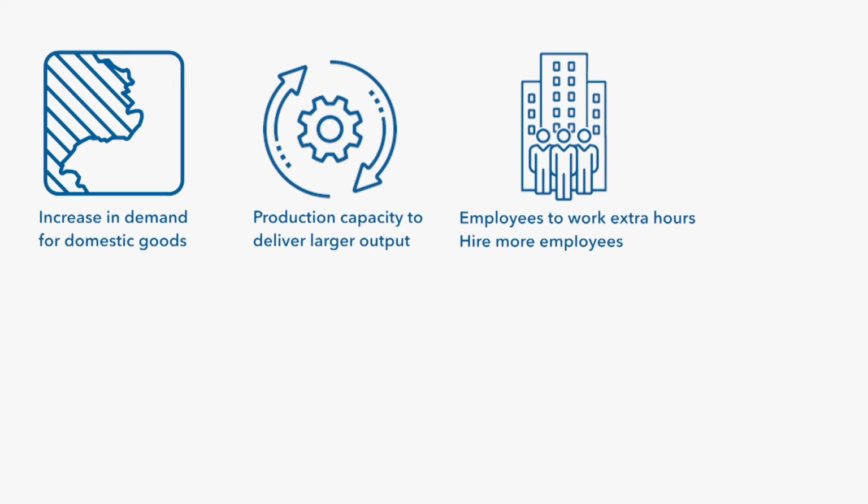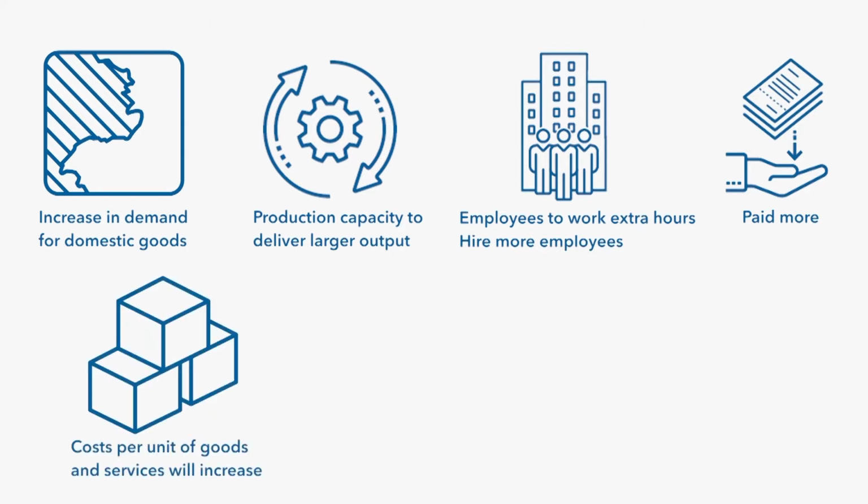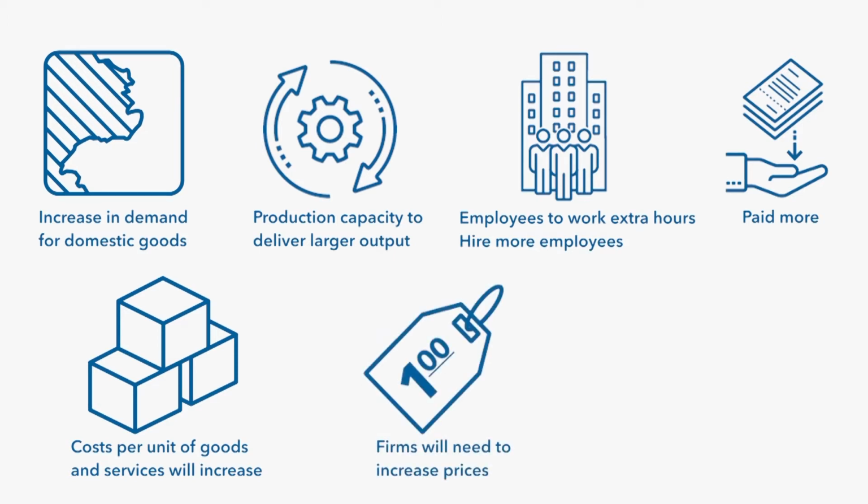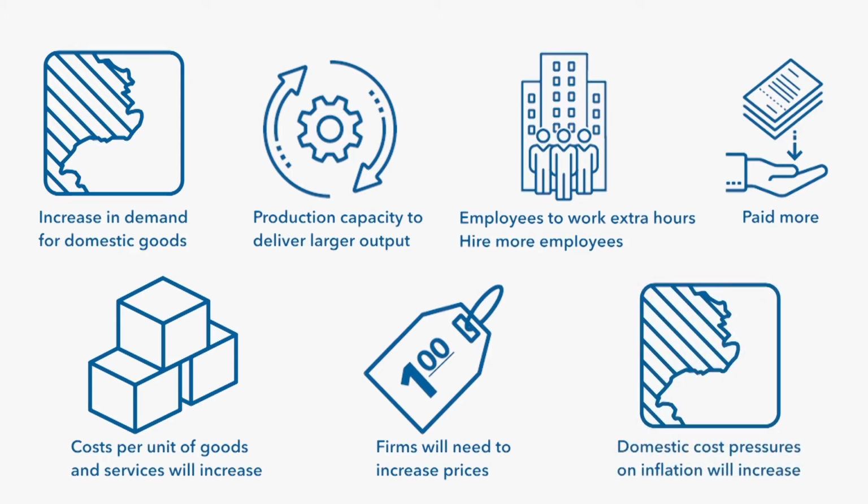In this situation, the already existing workers may need to be paid more than the usual rate per unit of production. Also, higher demand for extra labor may put upward pressure on wages. Because of such wage pressures, the cost per additionally produced unit of goods and services will increase. Then, firms will need to increase prices to accommodate costs and preserve profit margins, and therefore, domestic cost pressures on inflation will increase.